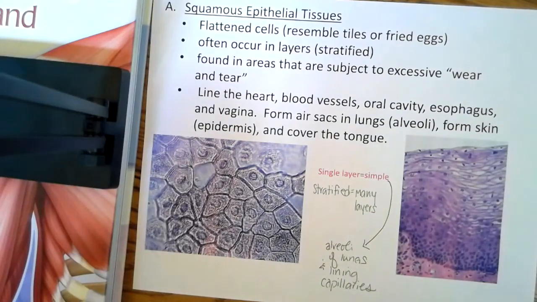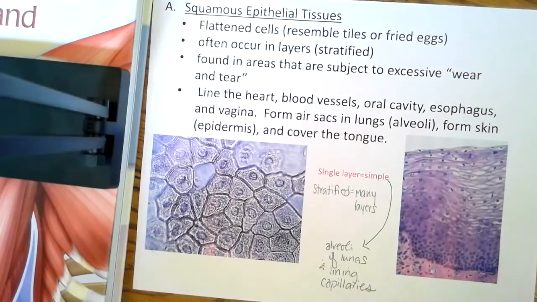All right, so this is going to be the specific types of epithelial tissue. We have our four primary types of tissues in the body: connective, epithelial, muscle, and nervous. And then this is going to be the specific types within the epithelial category.